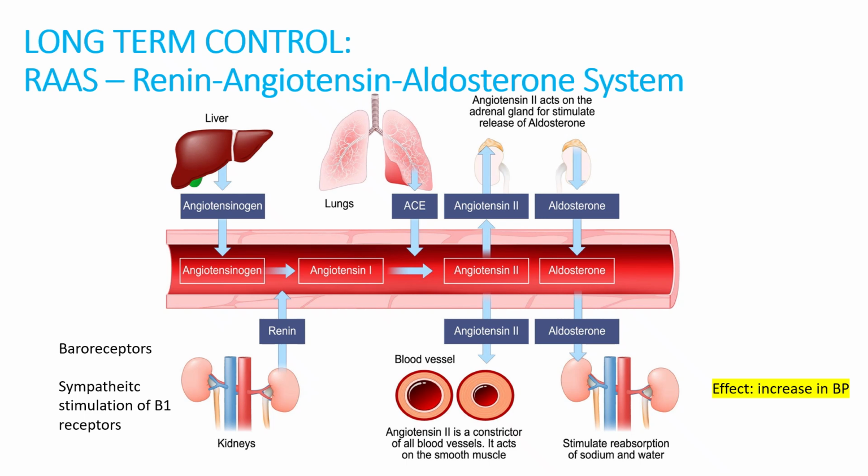Angiotensin is a very potent chemical. It acts on blood vessels by promoting vasoconstriction of all blood vessels. It acts on all smooth muscles. Likewise, angiotensin II acts on the adrenal gland to stimulate the release of aldosterone. When aldosterone is released, it stimulates the reabsorption of sodium and water. The net effect is an increase in the blood pressure of the patient.